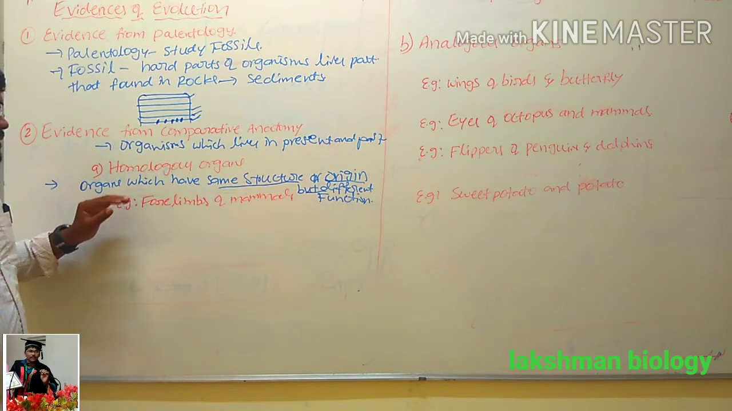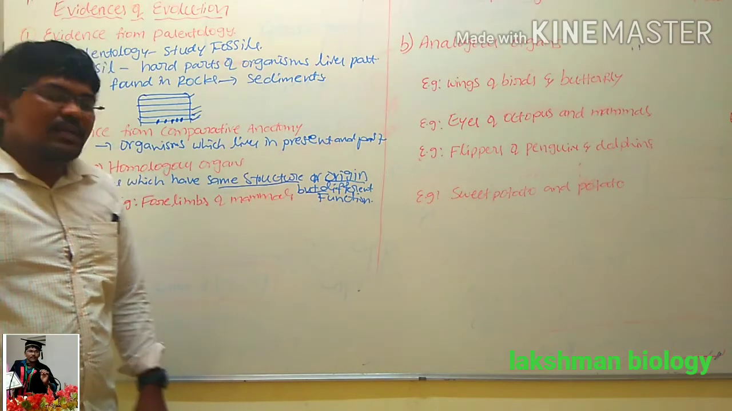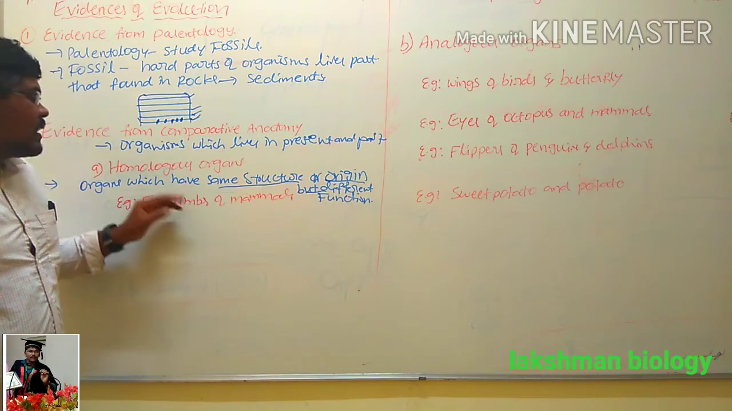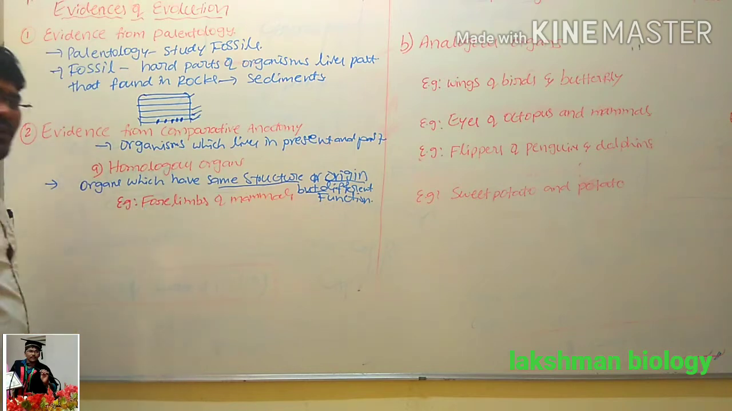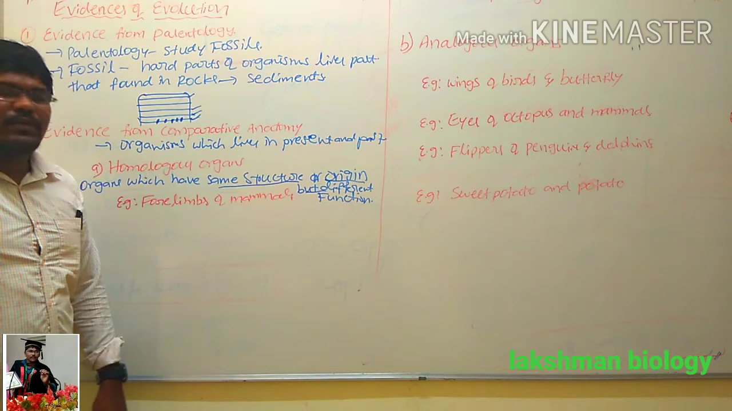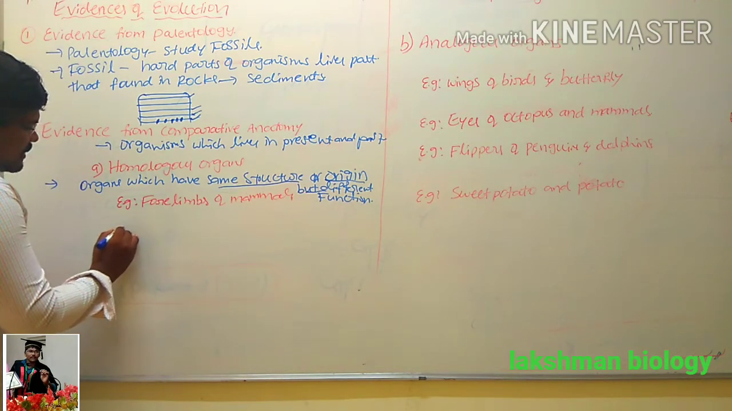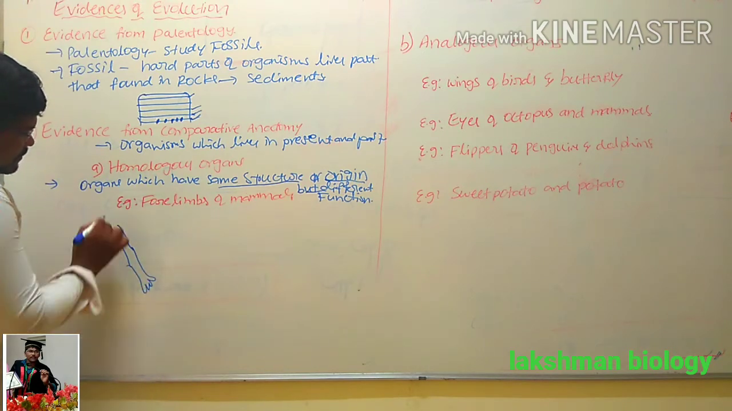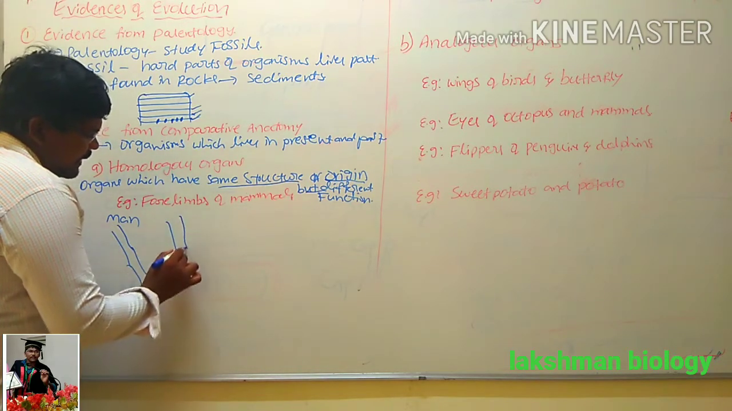Here, first we have to discuss the examples of homologous organs. If you discuss examples of homologous organs, then you will get one idea which is related to homologous organs. The first example for homologous organs is forelegs of mammals. If you see the forelegs of mammals, like forelegs of human beings. This is the foreleg of human beings. Next, foreleg of tiger.